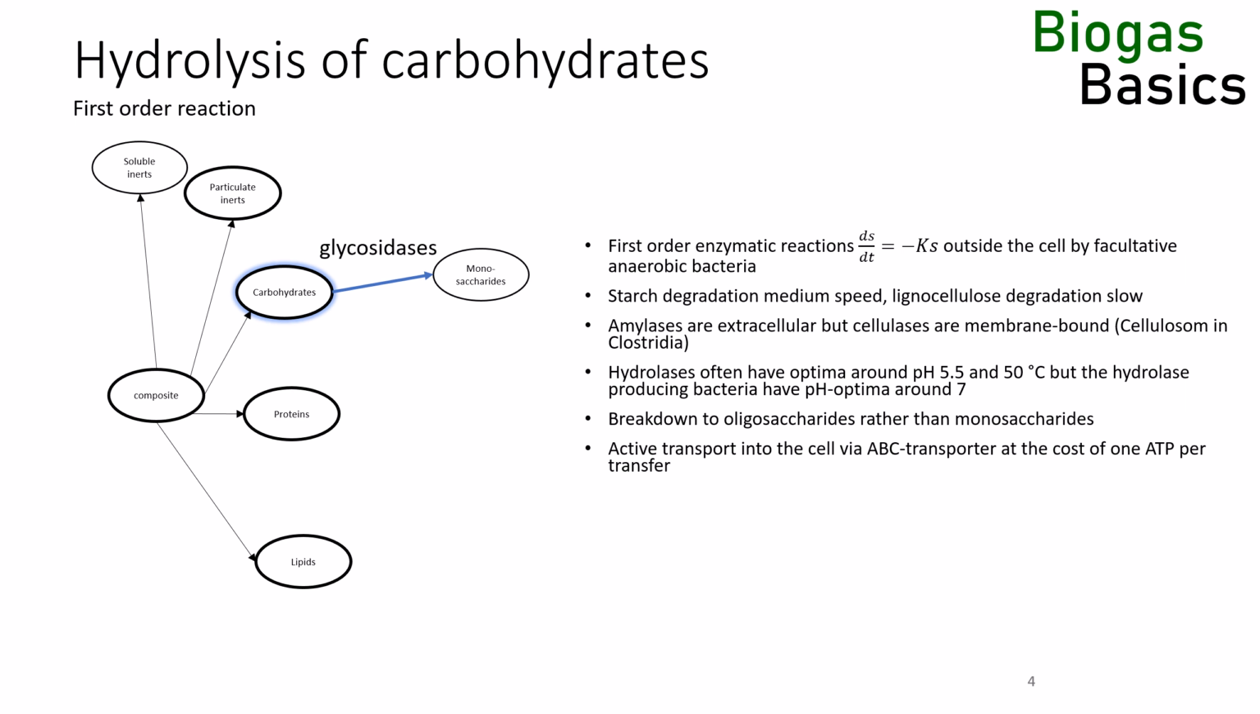The first hydrolysis reaction is the conversion of carbohydrates to monosaccharides. The ADM1 does not distinguish between cellulose, starch, or hemicellulose, even though these different carbohydrates have different reaction rates. The reaction is a first-order reaction and does not take any microbial biomass concentration or enzymatic activity into account.